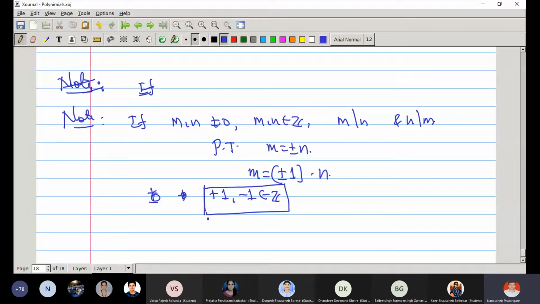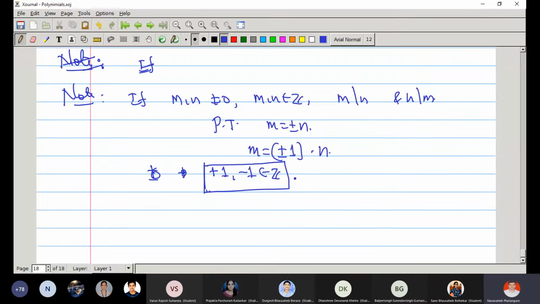Do you understand this? Now you tell me what is the difference between 2 and 1 in case of integers?